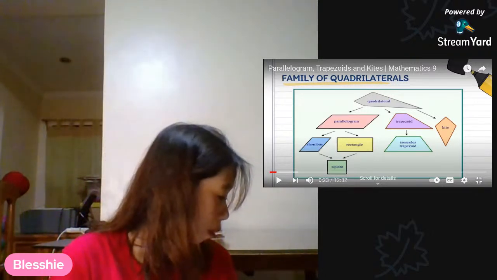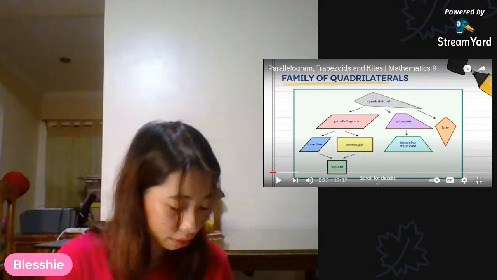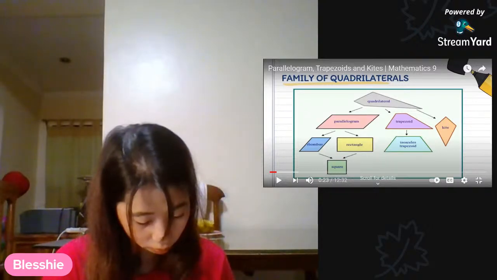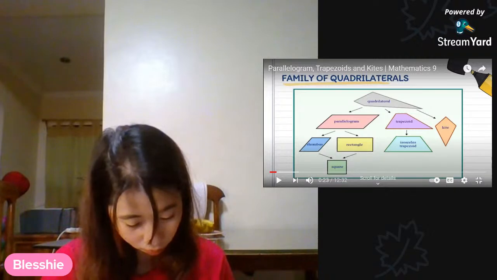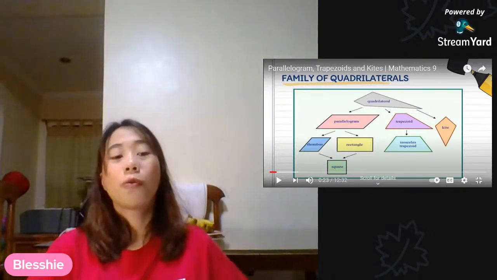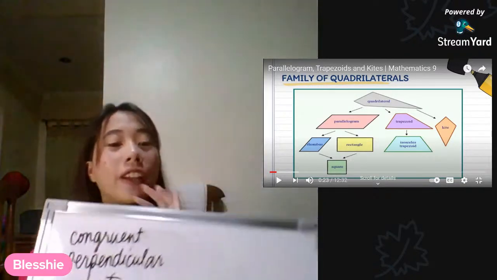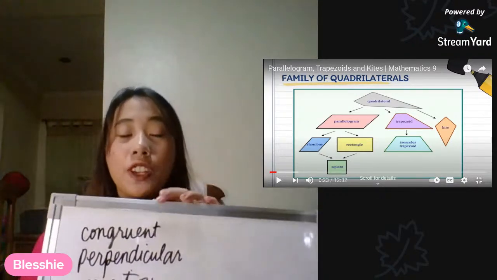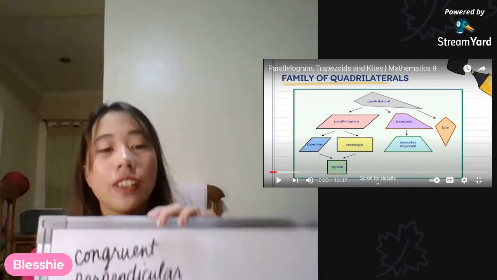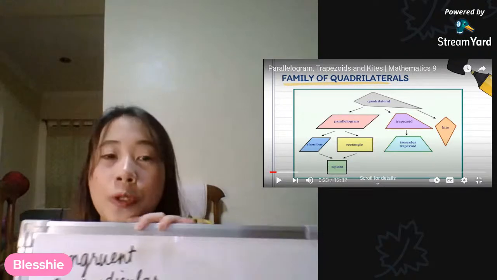Okay, kung wala, we have here our words. So meron akong congruent, perpendicular, and proportion. So let's start with our first word. Yung first word natin ay congruent.